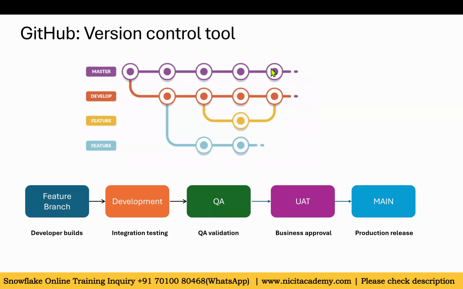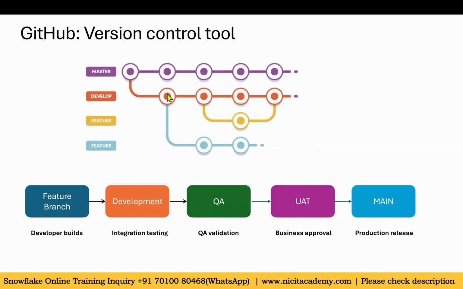So this is the master branch. Sometimes we'll call it the main branch, main. Main or master, both are the same. This is where the master code will be available. Whatever code is there in production, that is the code which we have in the master. From the master branch, we can create n number of branches here. From the master branch, I will create a develop branch, right? It's one branch I can create.